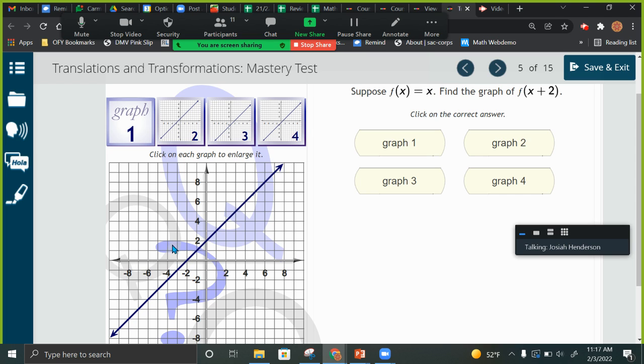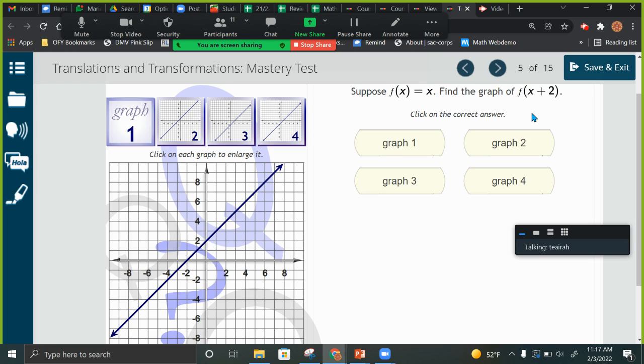So for this graph, we would want to go with option 1, graph 1, because we see it's crossing through right here at negative 2. So it's our parent graph shoved over left 2, opposite of plus 2.